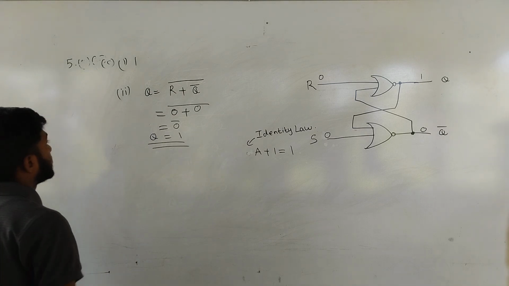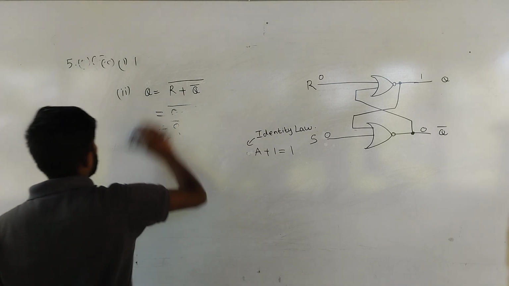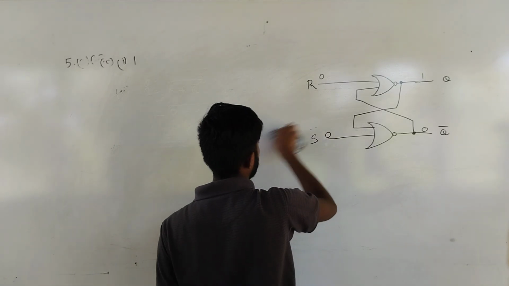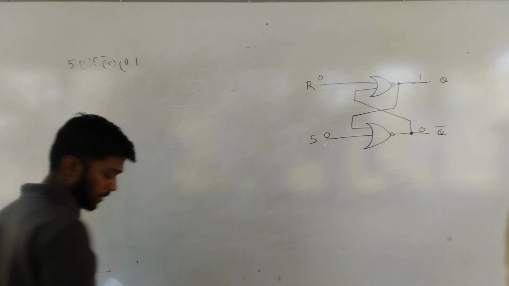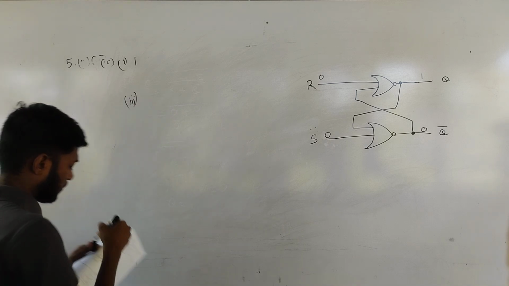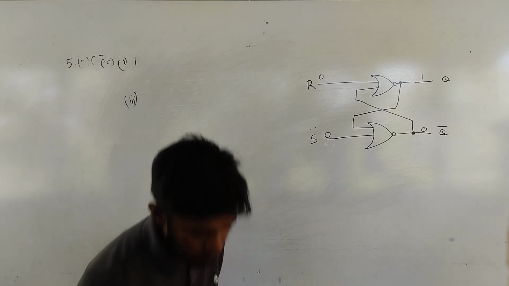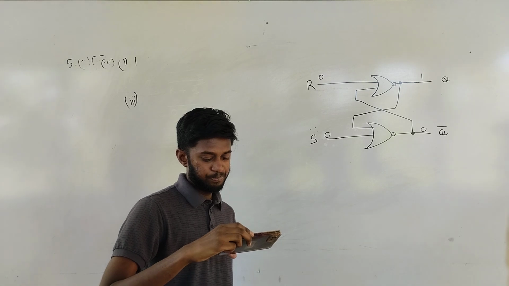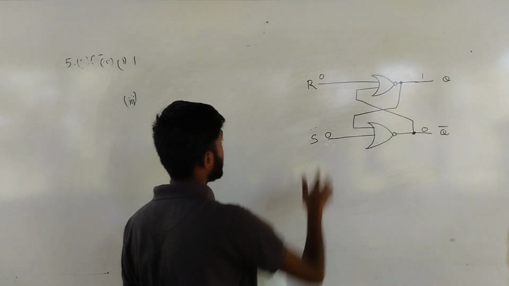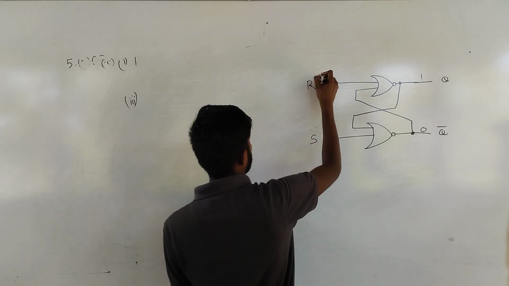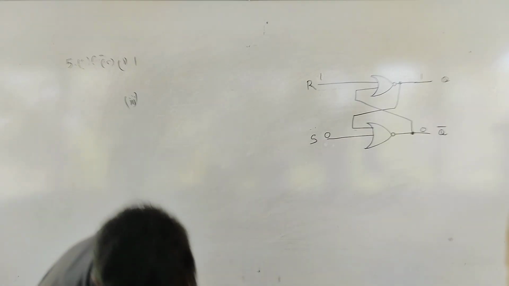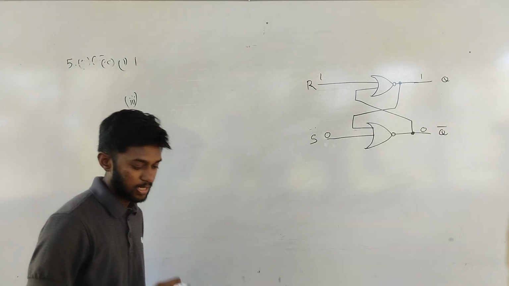Okay. Third one. So third one, what is the examiner saying? What will be the output at Q when the R input is now made 1? And now they are making the R input to 1. There are no changes for other things. Now what will be the output at Q? They are asking. Right, fine.